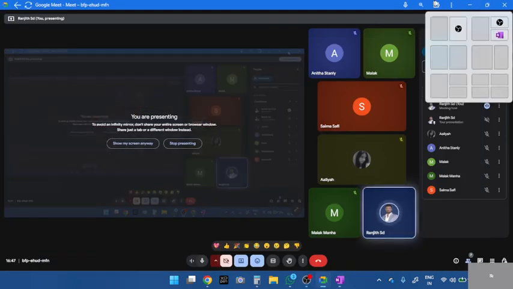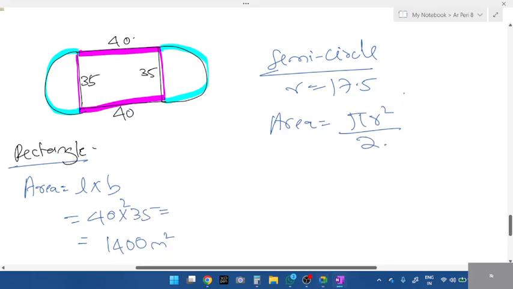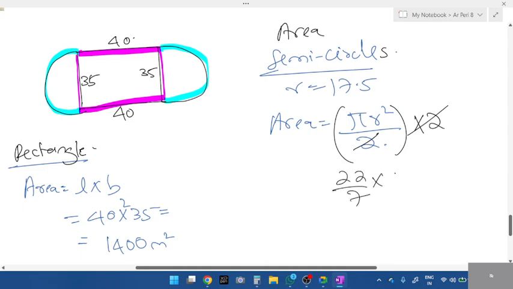Okay, how many semicircles are there total, students? One or two? Two. So whatever area you get, multiply into 2. So area of semicircles. Write the formula, pi r square divided by 2, multiply into 2. Which one gets cancelled here? Which value gets cancelled? 2 and 2. So you have pi value 22 by 7. R value is 17.5. I'll write it as 175 divided by 10 into 175 divided by 10. Yeah, be quick. Last question. Complete this.